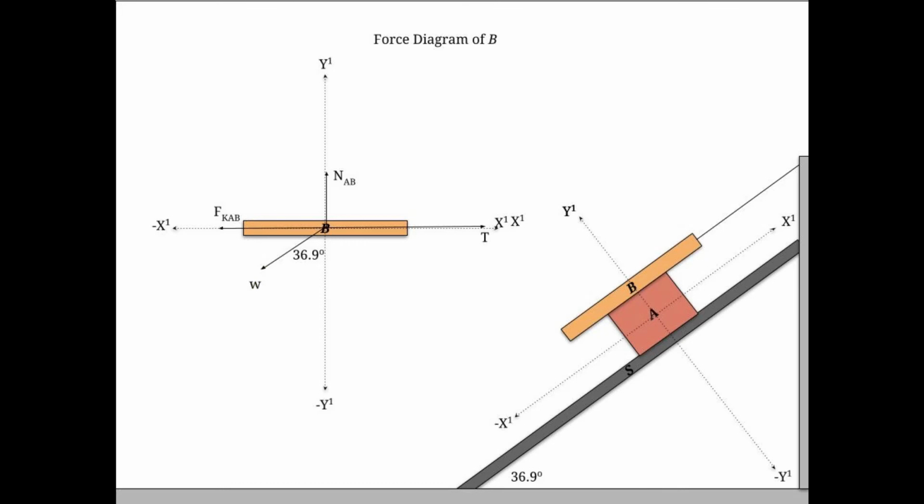In the negative x' direction, there are two forces, the horizontal component from weight W and kinetic friction between A and B. Be careful! Weight is at a 36.9 degree angle from the negative y' direction. We forgot this on our first run through. It is very important to keep track of all the directions.